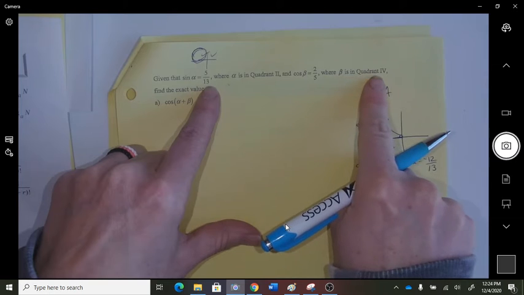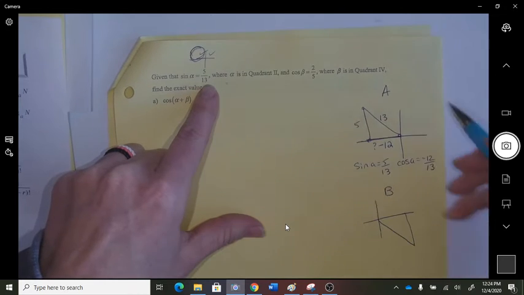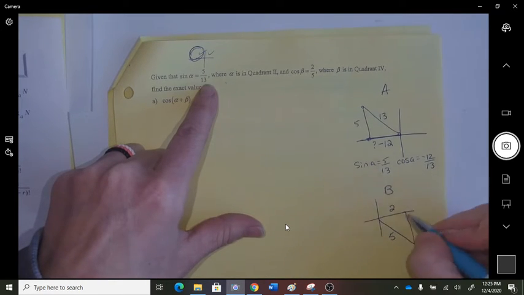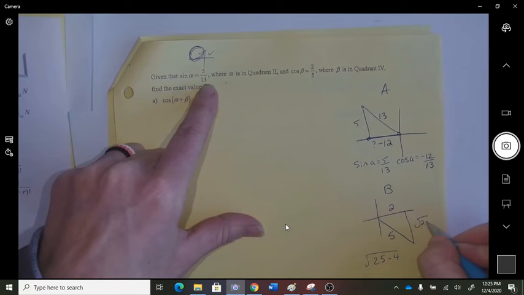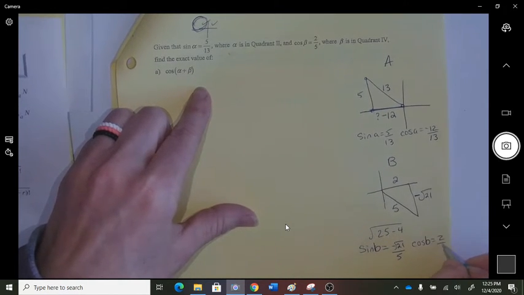Okay, B is in quadrant 4, and I'm given the cos, so I've been given this x, 2, and the r, 5. So here this does not work out so nice, because this will be 25 subtract 4 when I do Pythagorean theorem. So the square root of 21. Don't forget, that's actually a negative because it's down as a y. Okay, so sine of B is negative root 21 over 5, the y and the r. Cos of B is 2 over 5.